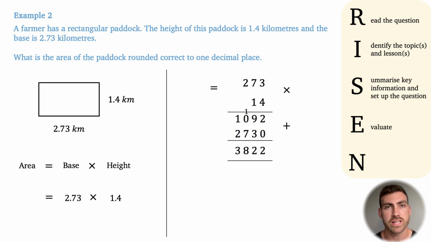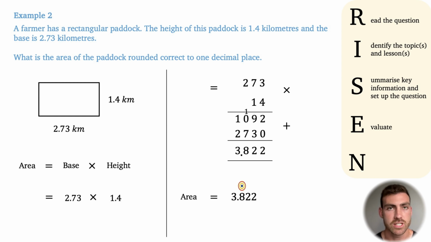We get 3,822. Finally, we need to place the decimal point in the correct location. Since the question has a total of 3 decimal places, the answer should also have 3 decimal places, giving us an area of 3.822. Remember, we need to round to 1 decimal place.